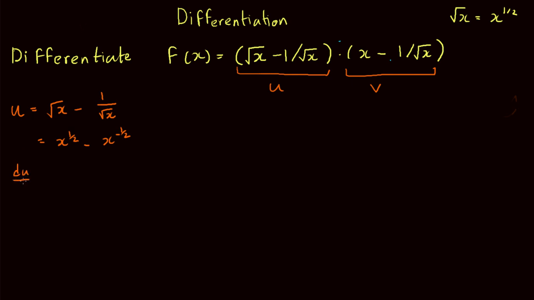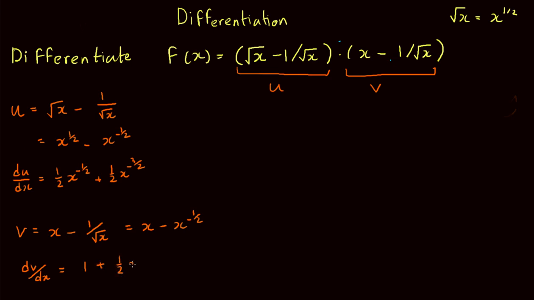Thus du dx would be half x to the power of negative half plus half x to the power of negative 3 over 2. Then for v, it's simply x minus 1 over root x, which can be rewritten as x minus x to the power of negative half. Then dv dx would be 1 plus half x to the power of negative 3 over 2.